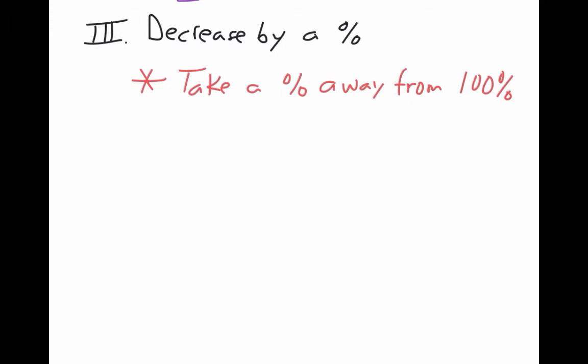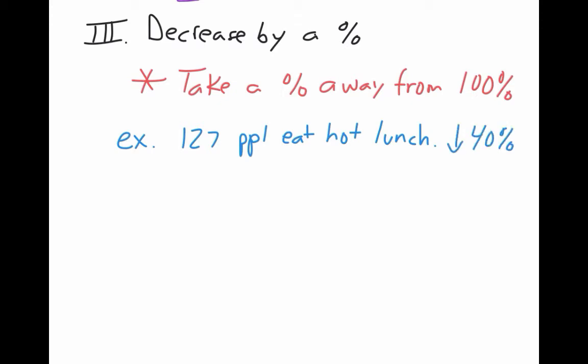But I'm going to say, okay, an example. The number of hot lunch eaters decreases by 40%. Or maybe I should write it in the other order. So 127 people eat hot lunch. Then they stopped buying the subs from Subway, and there was mass anger in my classroom. Okay, so we're going to say it goes down by 40%. They're just not as good.